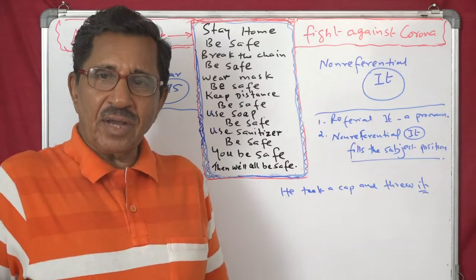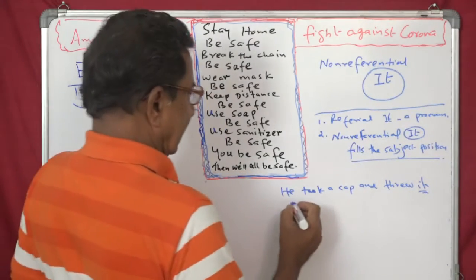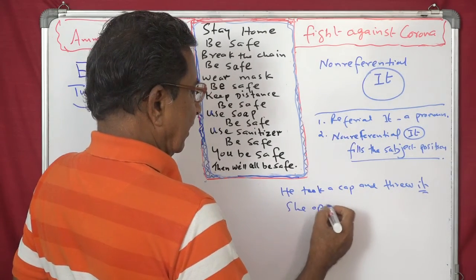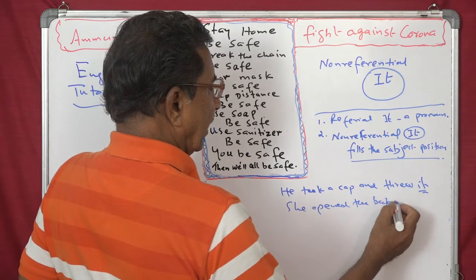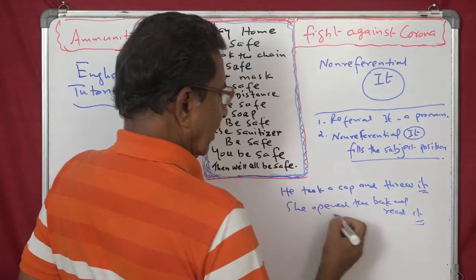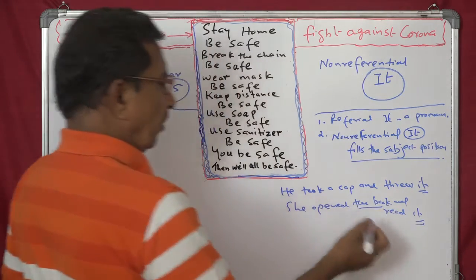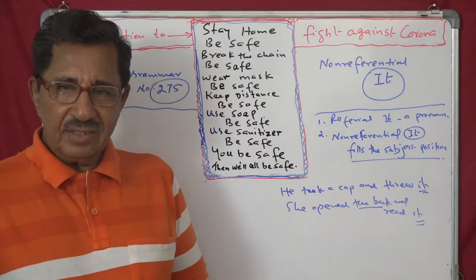She opened the book and read it. So it is the book. She opened the book and read the book. So instead of that, you have got the pronoun.